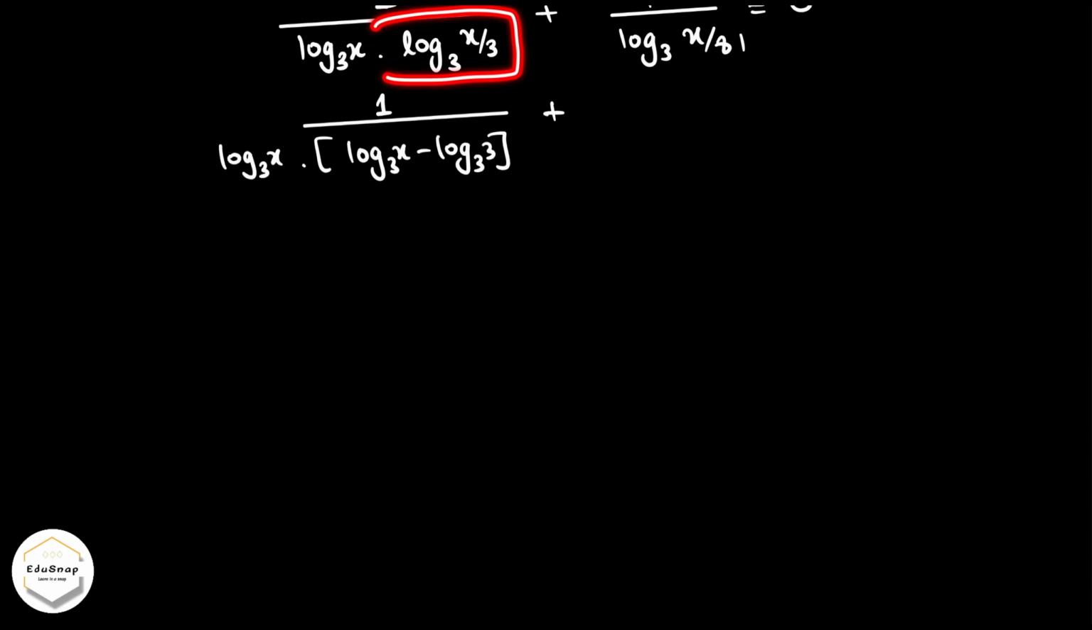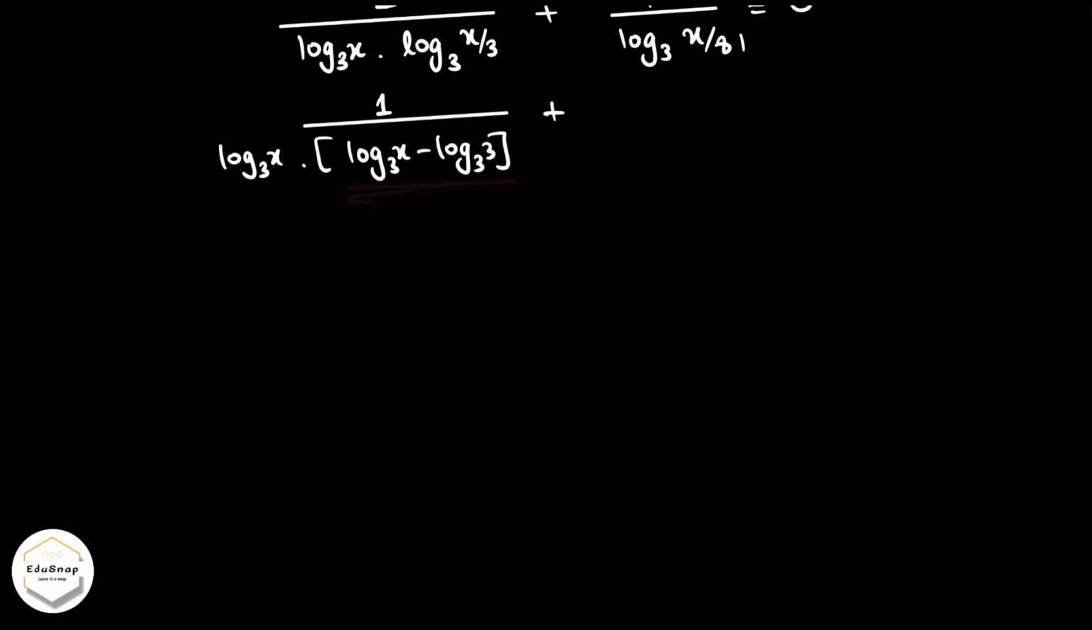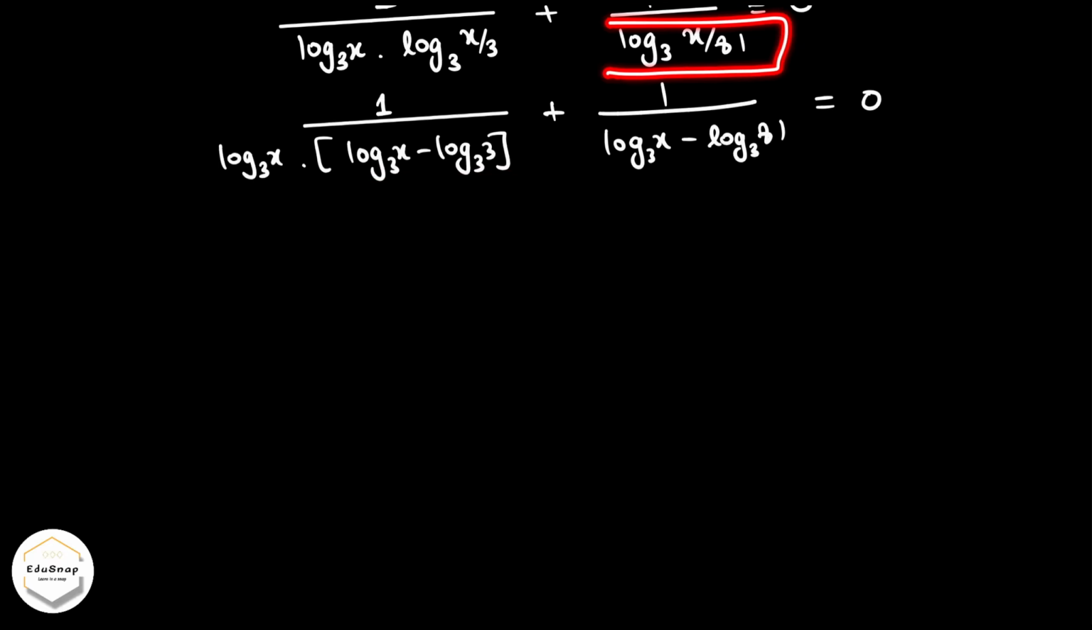If you observe one thing, here you can apply the property. If you still remember, what is the property we have? Yes, that is log m by n, that is log m minus log n. Is it? Yes, that we just applied here. Now similarly, we will be applying the same property here as well. Then we will get log m minus log n.